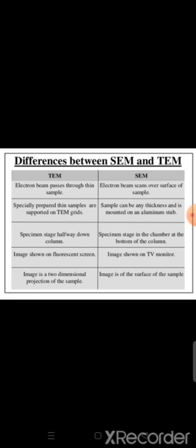The image shows on a fluorescent screen in TEM, whereas in SEM, the image is shown on the TV monitor. In TEM, the image is a two-dimensional projection of the sample, whereas in SEM, the image is of the surface of the sample.